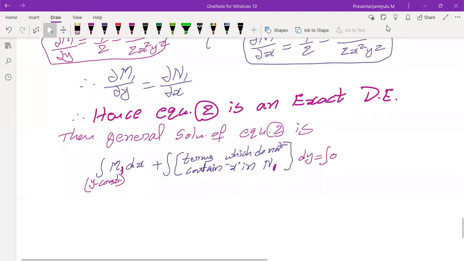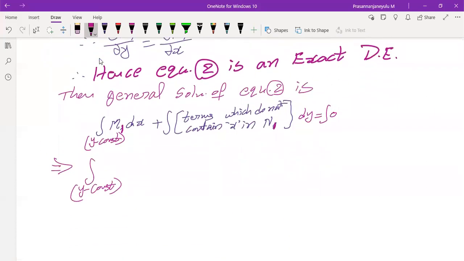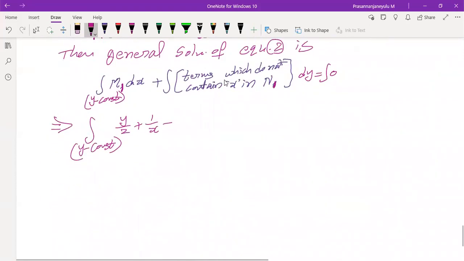So after writing the formula, what do we have to do? M1. What is M1? Integration of M1 with y constant. M1 is y/2 plus 1/(2x) plus 1/(2x²y), into dx.